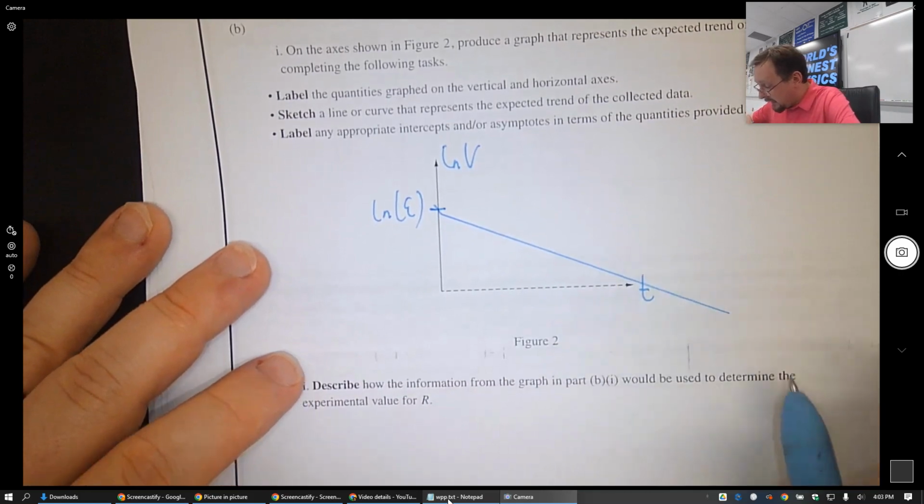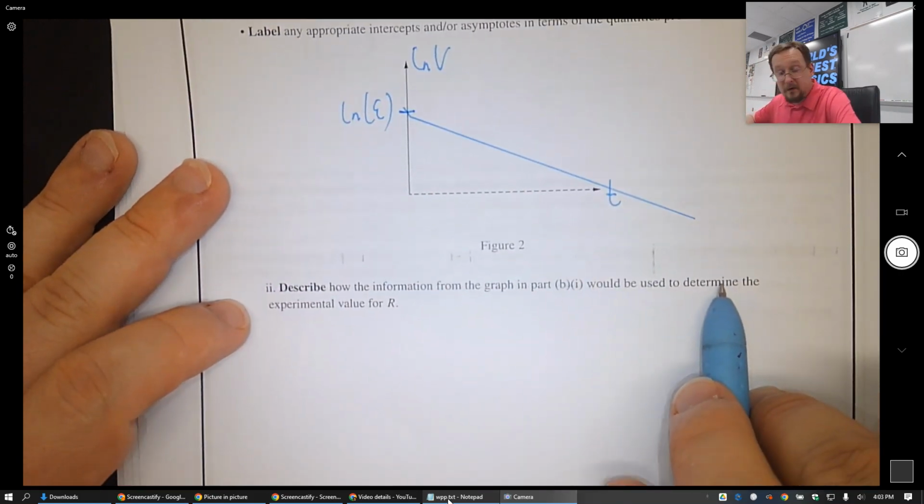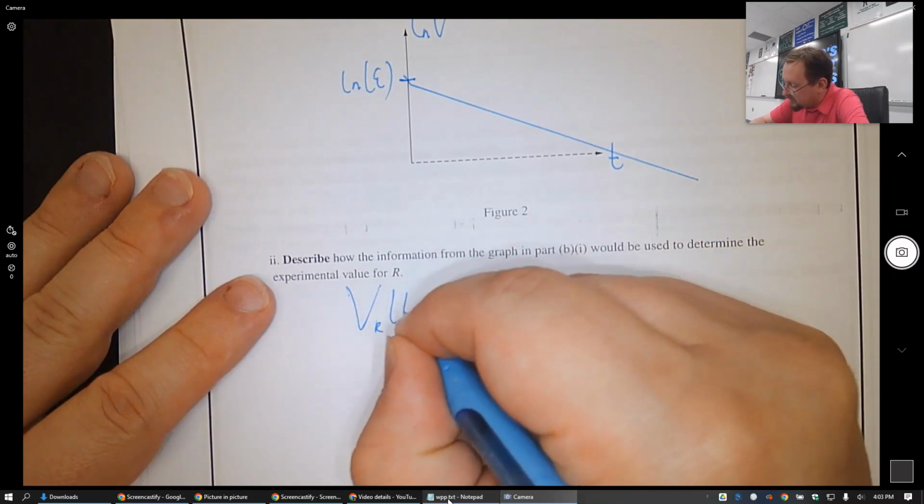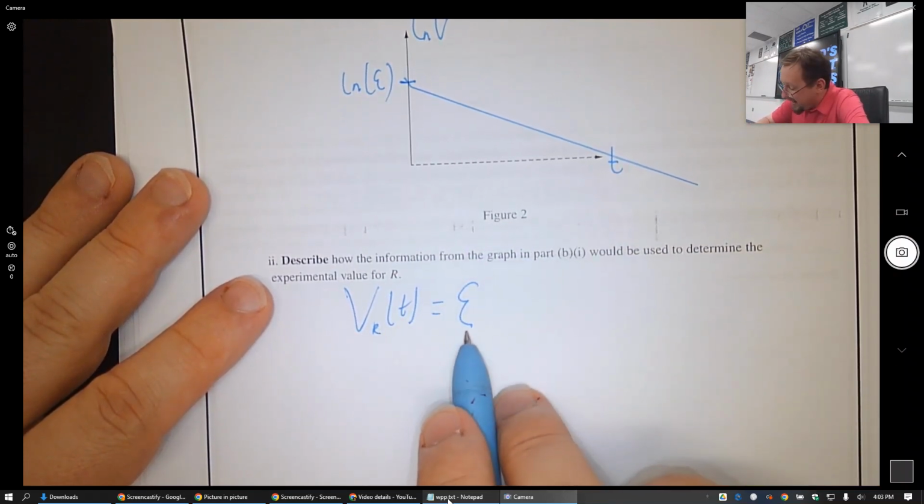All right. And then how would we find the experimental value of the resistance? So basically what you have to know is that the voltage on the resistor as a function of time is equal to the battery's voltage.